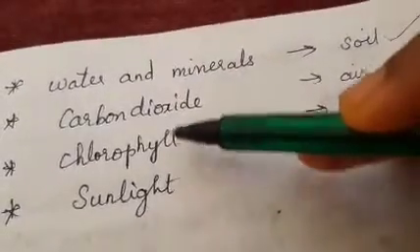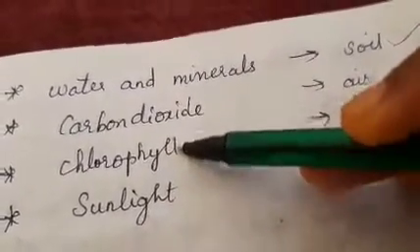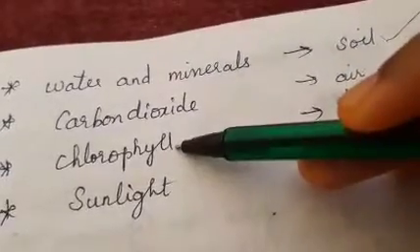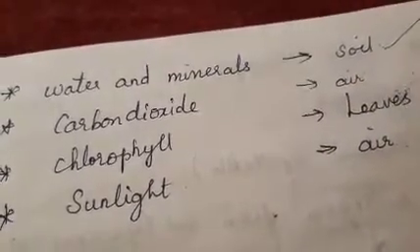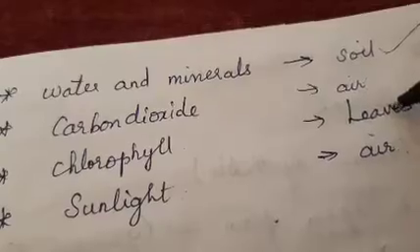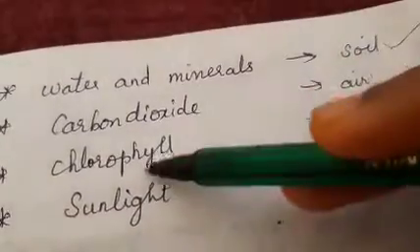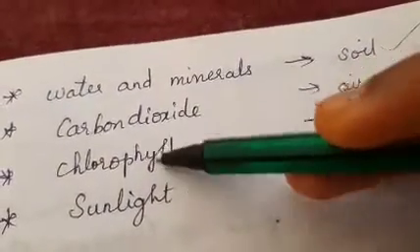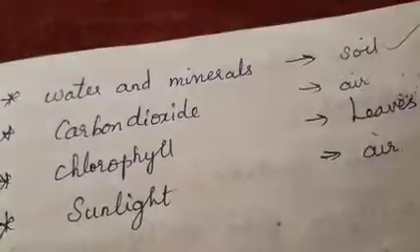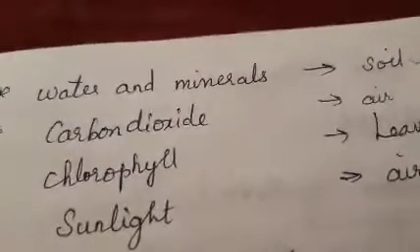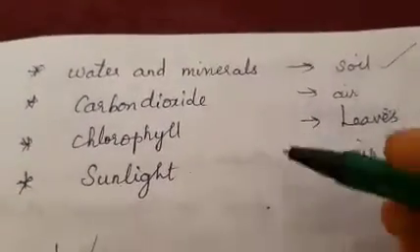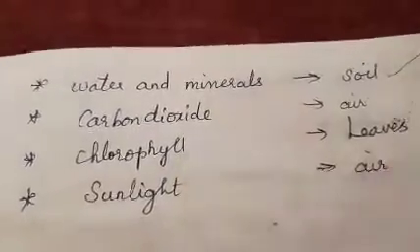Now, coming back to the chlorophyll. Chlorophyll is nothing but a green color pigment present in the leaves of the plant, and this enables the plant to prepare its own food. Whatever it may be, any organism, if it has chlorophyll, can prepare its own food. Now I told you that chlorophyll is a green pigment.